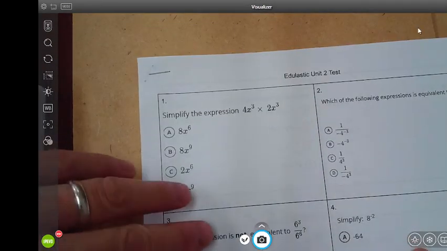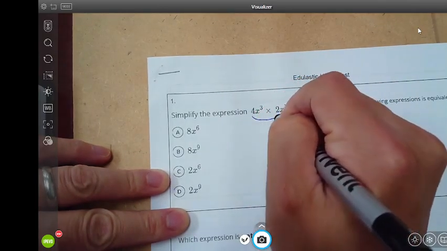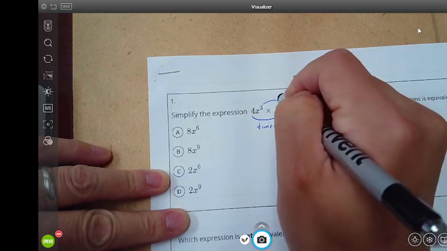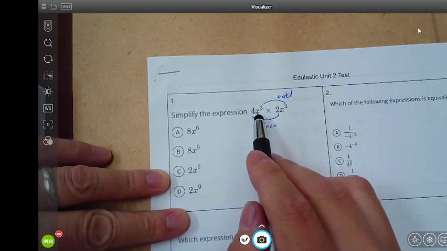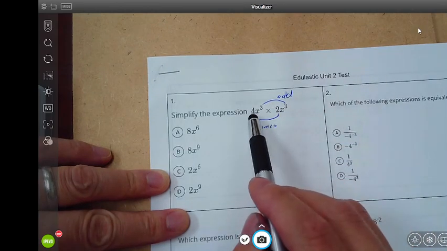Okay, for number one, we are going to multiply. We're going to times the 2 and the 4, and we're going to add the exponents, okay? Because it's multiplication and they have the same bases. Bases are x, okay? So the coefficients, we're going to go ahead and just multiply.